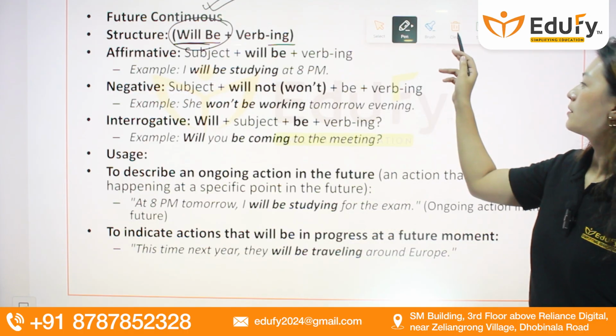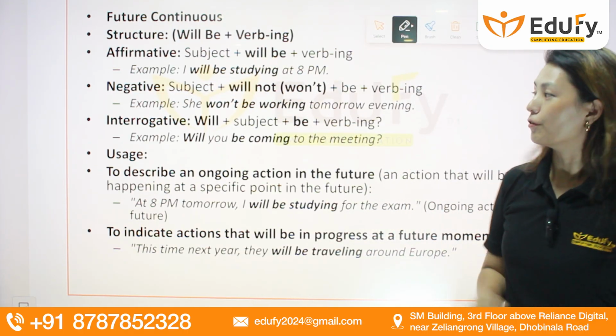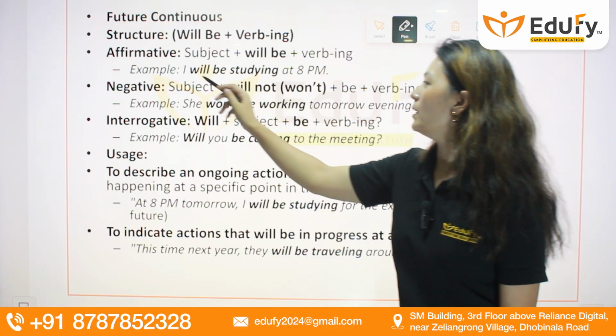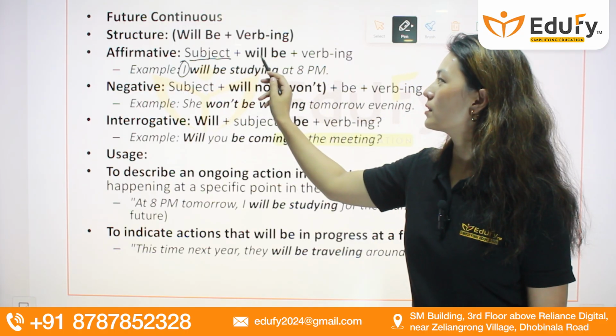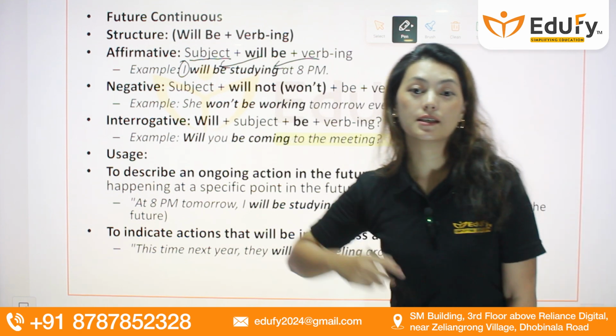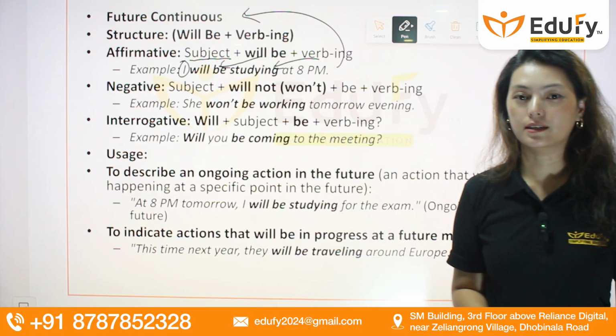Let's take a look at this. Subject plus will be plus verb in ing form. For example, I will be studying at 8 p.m. I is the subject, will be along with the verb in ing form, it is studying. So what is this? A future continuous tense.